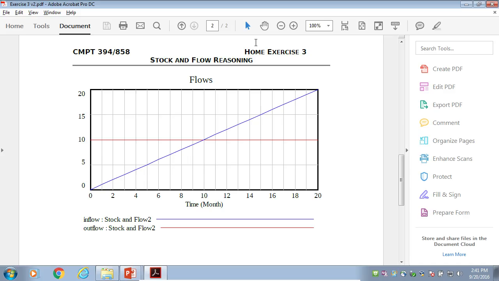Okay, that may be dollars or something, right? $10 per month, what have you, depending on the unit of the stock. Okay, good. So that's a stock and flow problem.